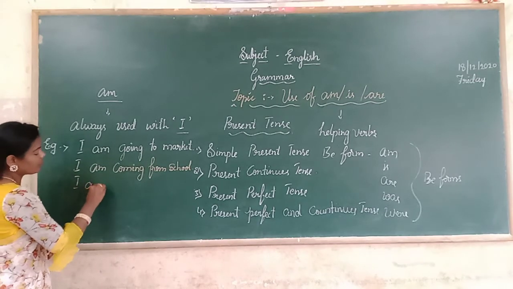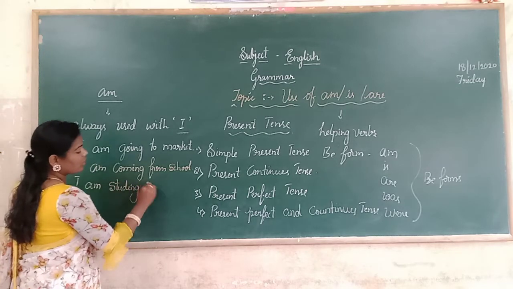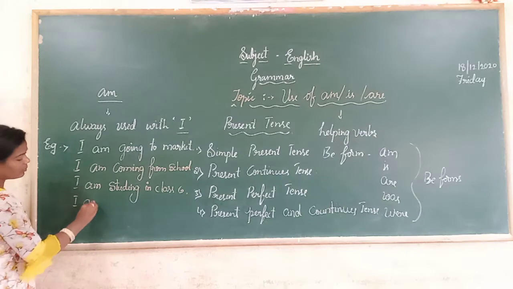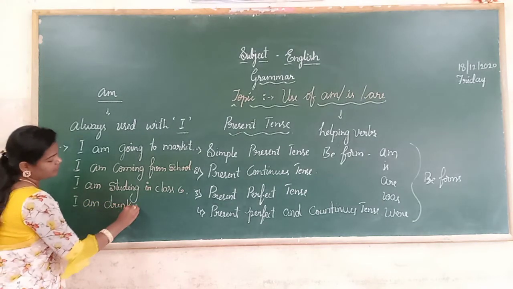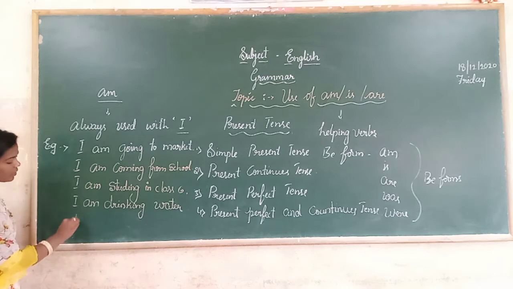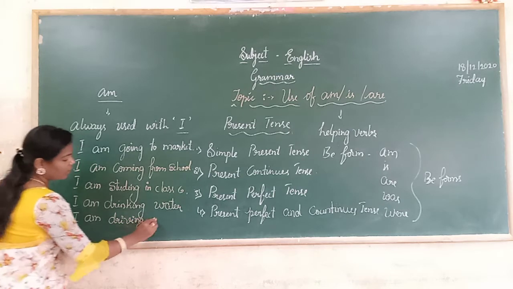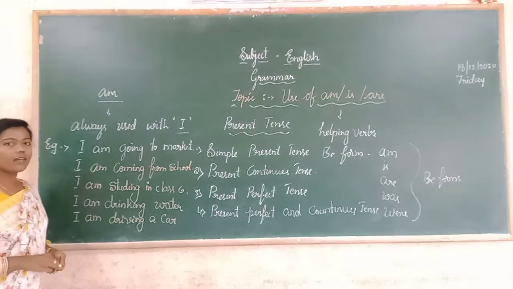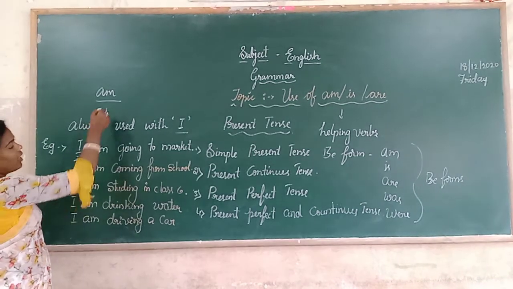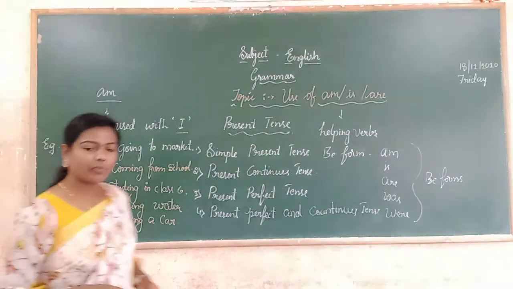Next one, I am studying in class 6. Next one, I am drinking water. Next one, I am driving a car. Okay, so dear student, am is always used with I. Right? I am, in present tense only. Right? Next one.